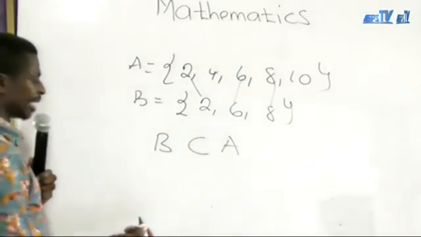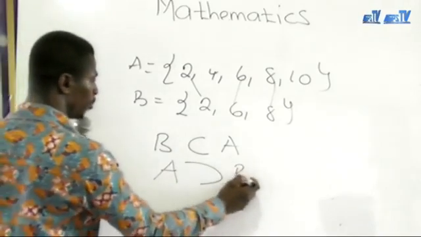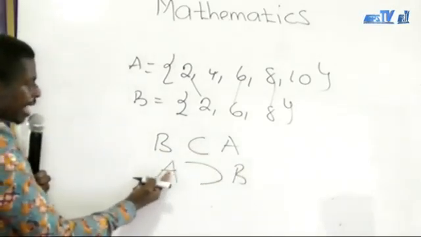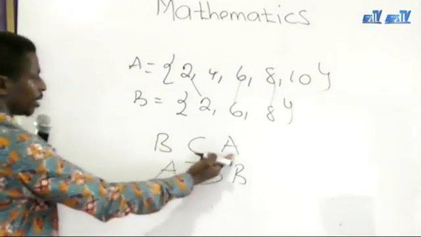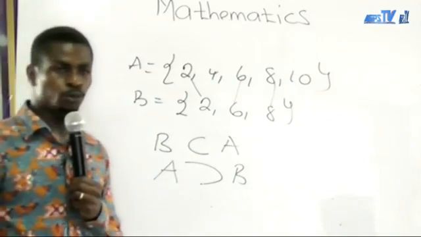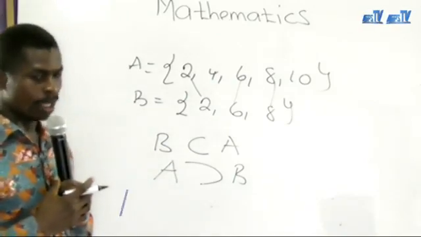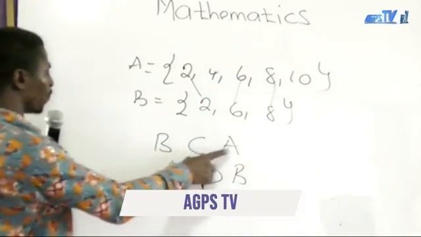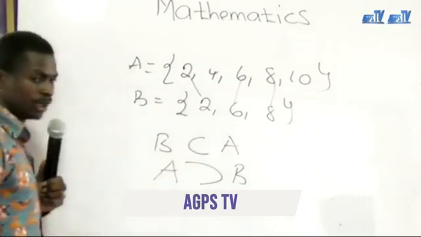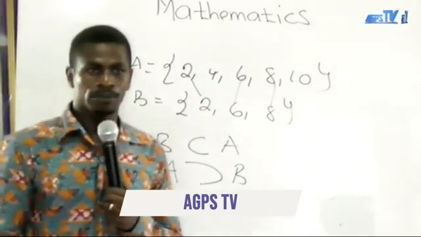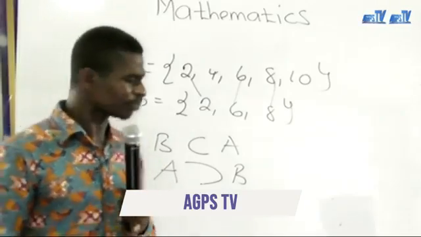Or you can say that A contains B. We read this as A contains B, or B is a subset of A. You can put these two statements and anyone you use will be correct. We say that B is a subset of A because all the members of set B can be found in set A.